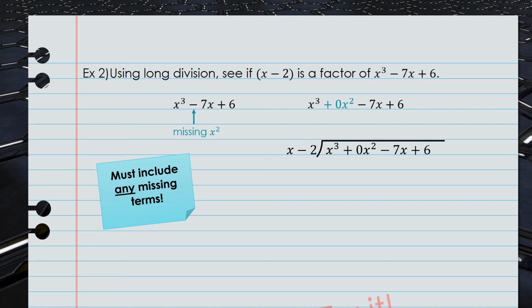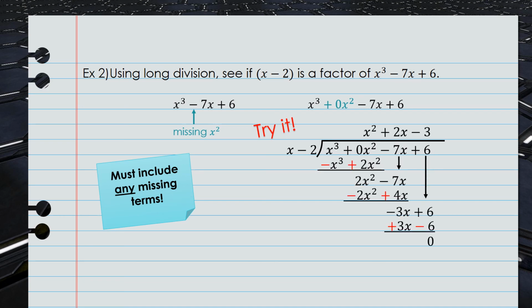Guess what? This is your try it problem. Hopefully you found the quotient or the result to be x squared plus 2x minus 3. Now, the question is, is x minus 2 a factor? Yes, x minus 2 is a factor because the remainder is 0.